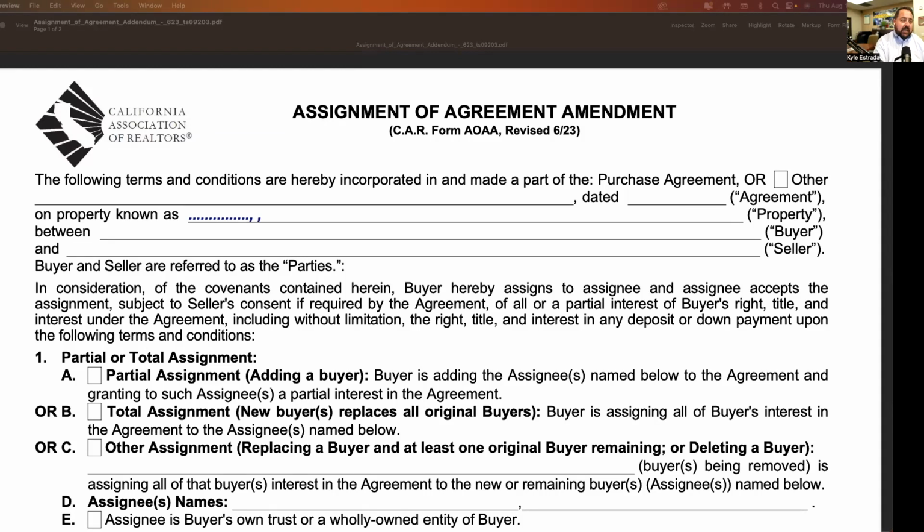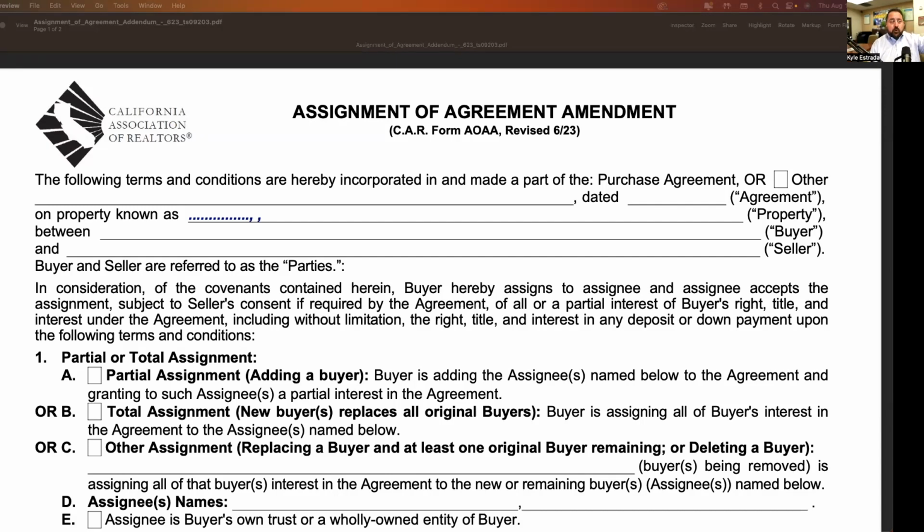Now, what they've done is they've changed it. They've added paragraph 1C, which is an other assignment, which is for me to replace at least one buyer, but to have at least one of the original buyers still remaining on the transaction. So, for example, I have a partner. My partner and I are purchasing an income property, and he decides he doesn't want to be part of it anymore. So we find a replacement investor to step in. We would do another assignment, which is I am changing my partner out for my new partner. That's it. So they added that.